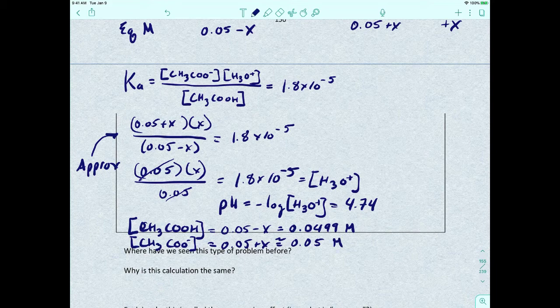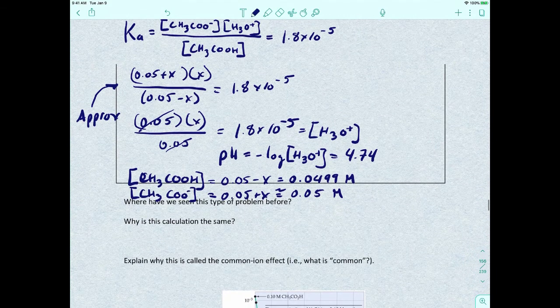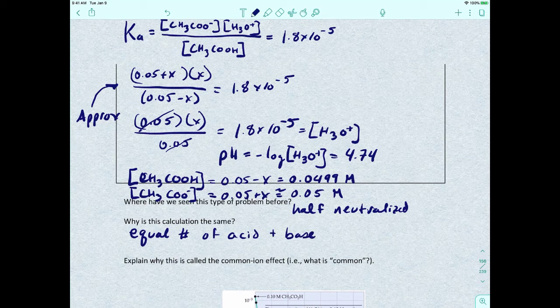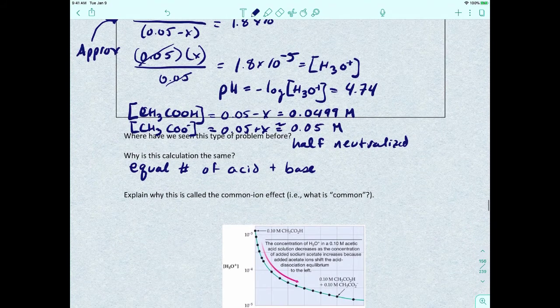All right. So where have we seen this kind of a problem before? We've seen this problem at the half neutralized point. All right, so why is this calculation the same? You have equal numbers of acid and base. Okay, and there it is.